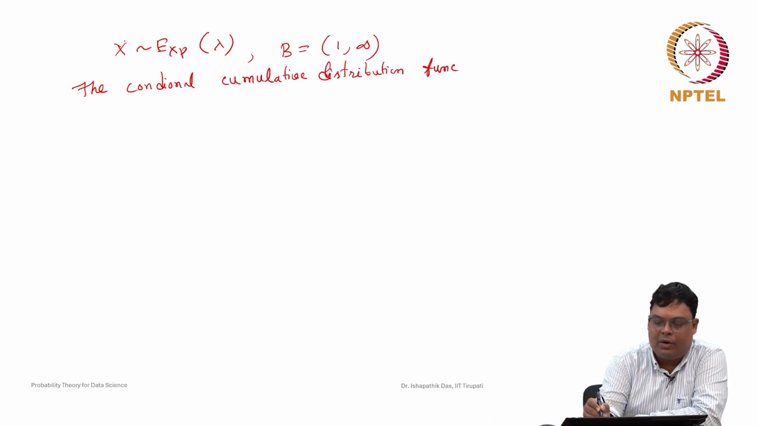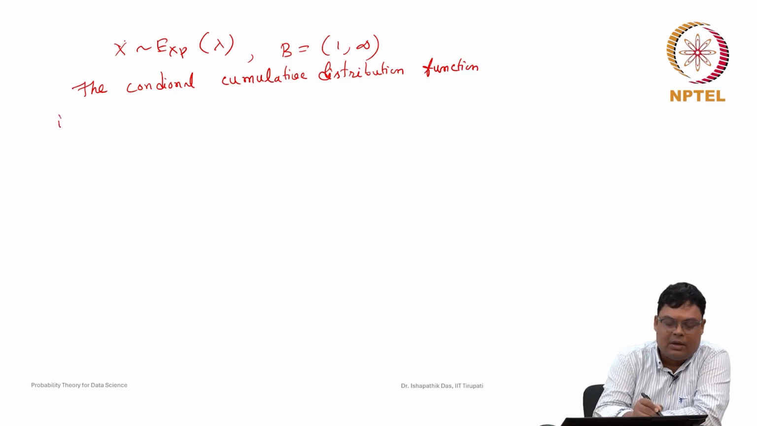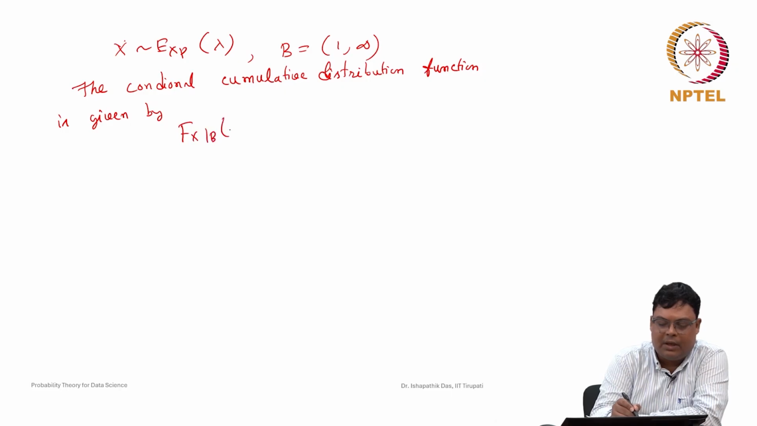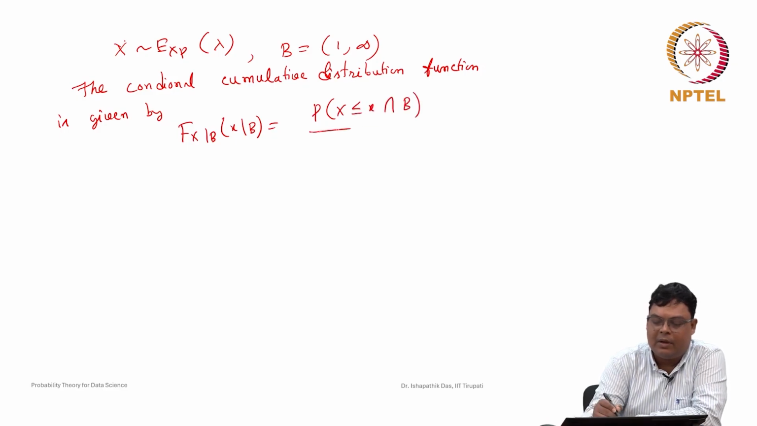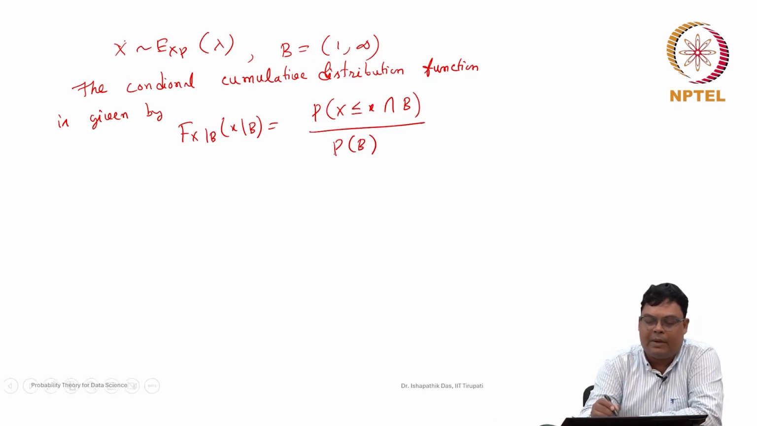The conditional cumulative distribution function is given by F of x given B, which is nothing but the probability that X less than or equal to x intersection B, divided by the probability of B. First, we have to find the probability of B.